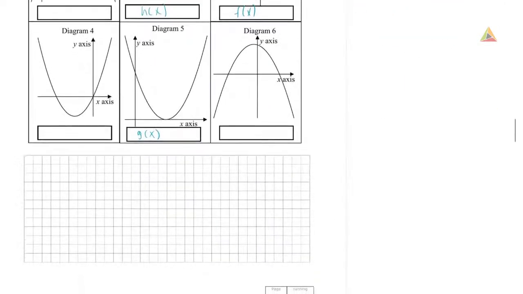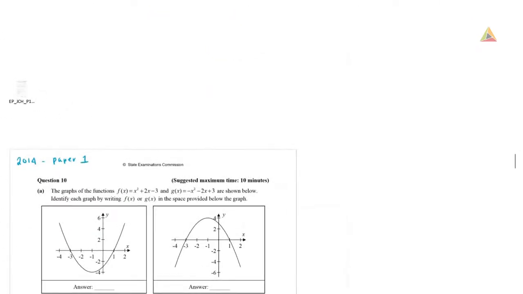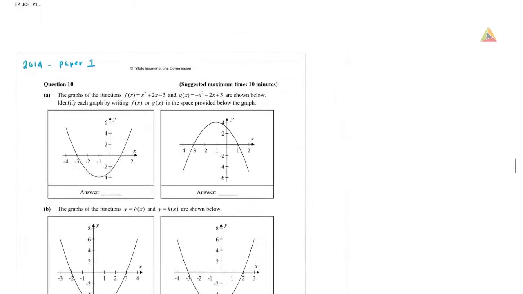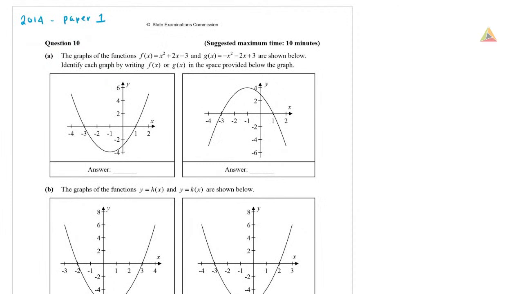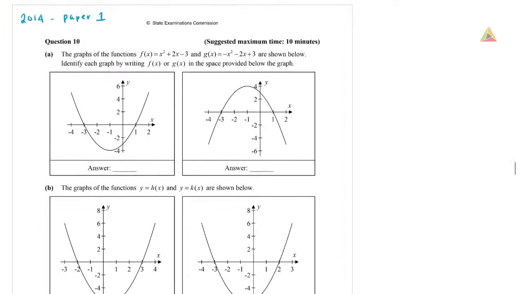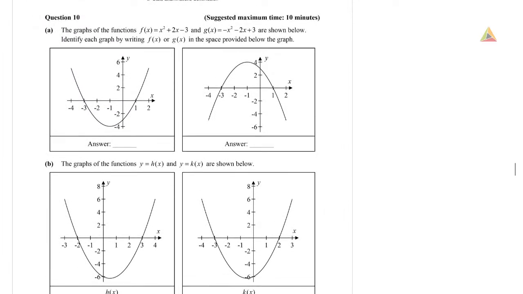So another question now. This is 2014, paper 1. The graphs of the functions f of x is equal to x squared plus 2x minus 3, and g of x is equal to minus x squared minus 2x plus 3 are shown below. Identify each graph by writing f of x or g of x in the space provided below the graph. So it's similar to the question we just did. You have to figure out from the question which one is the f of x and which one is the g of x.